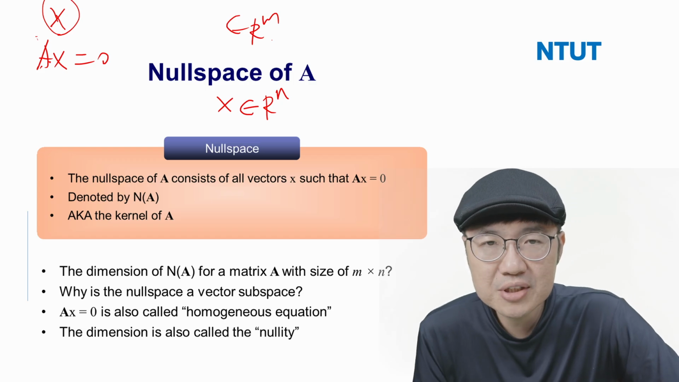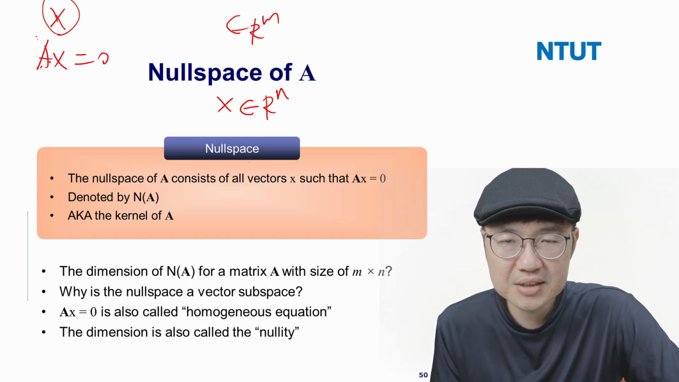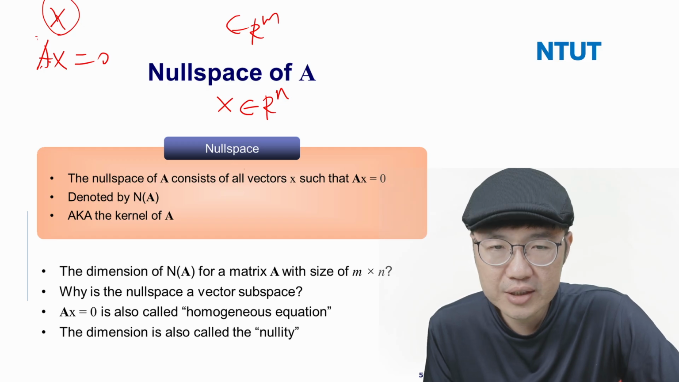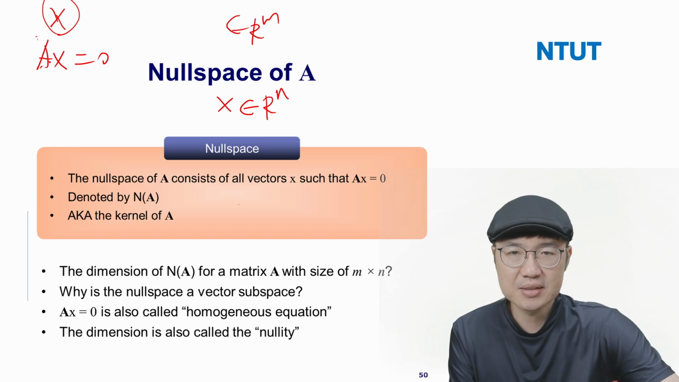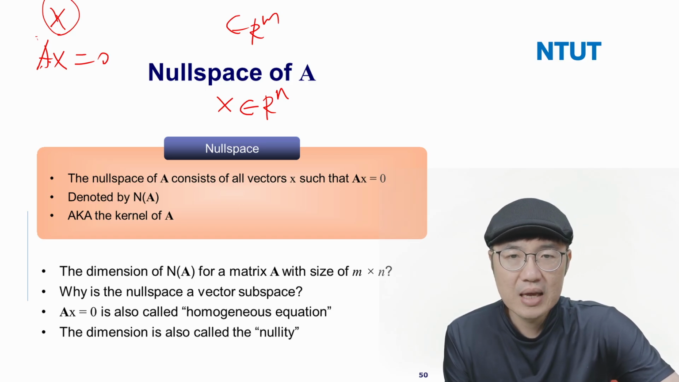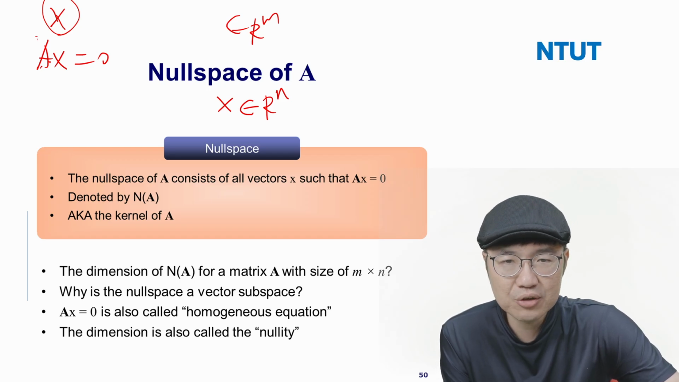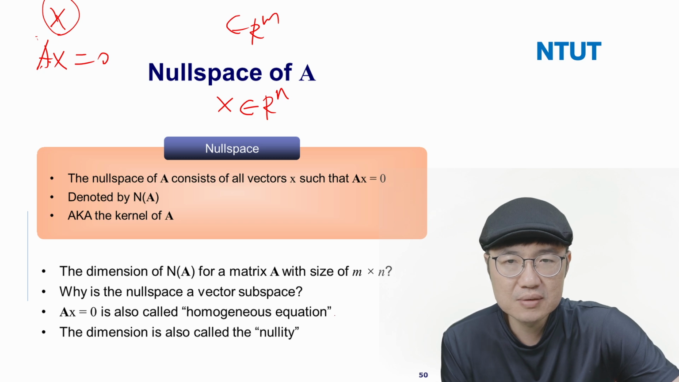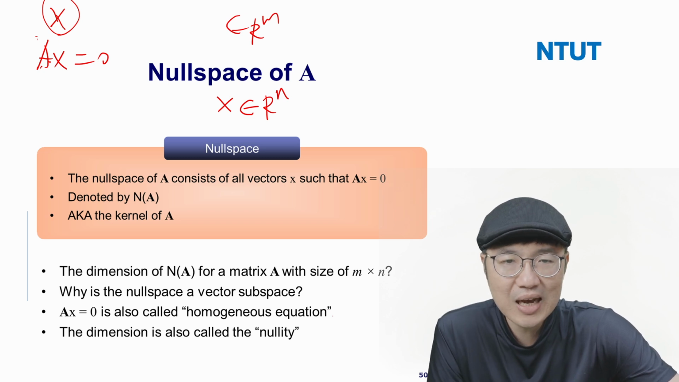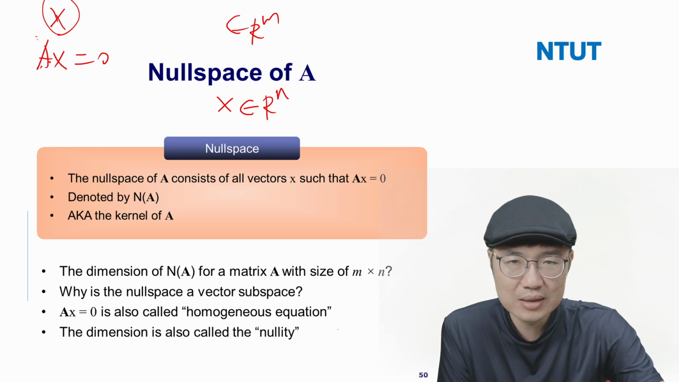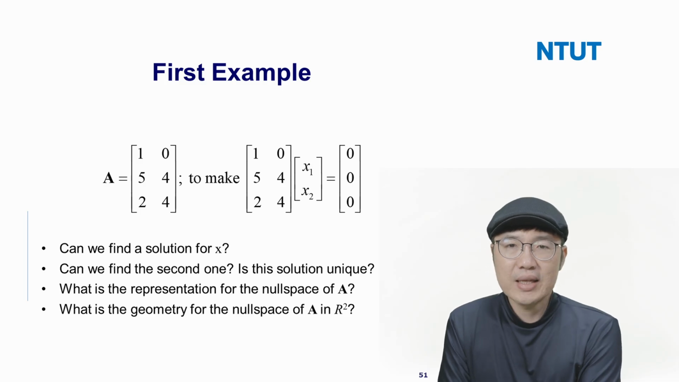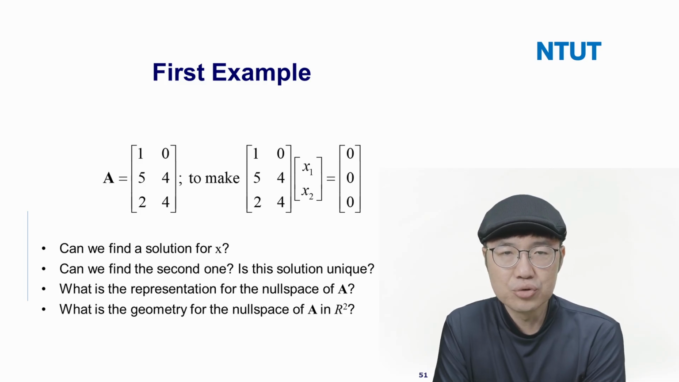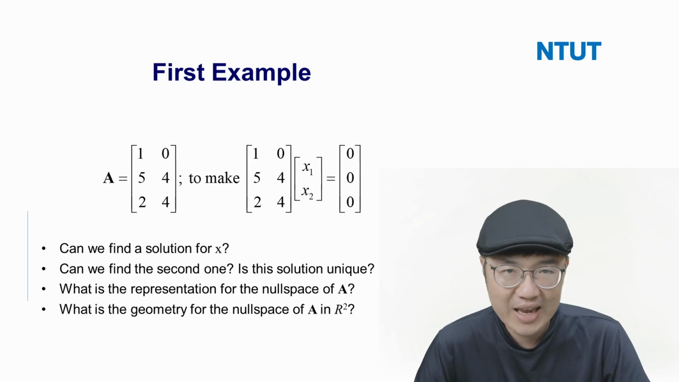We call the null space N(A), also known as the kernel. Null space is a vector subspace, of course. And AX equals 0 is also called a homogeneous equation. The dimension for null space is known as nullity. We'll explain this later.